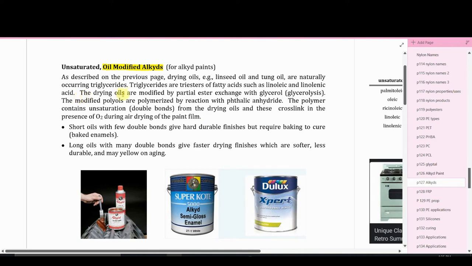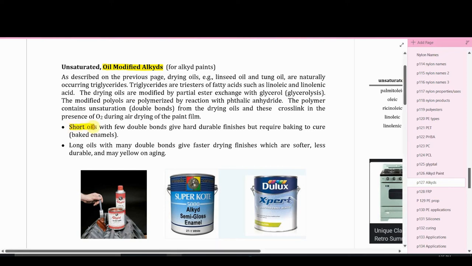The drying oils are modified by partial ester exchange with glycerol, called glycerolysis. The modified oils are polymerized by reaction with phthalic anhydride. The polymer contains unsaturation double bonds from the drying oils, and these cross-link in the presence of oxygen during air drying of the paint film. So that's a summary of everything we've drawn on the last page.